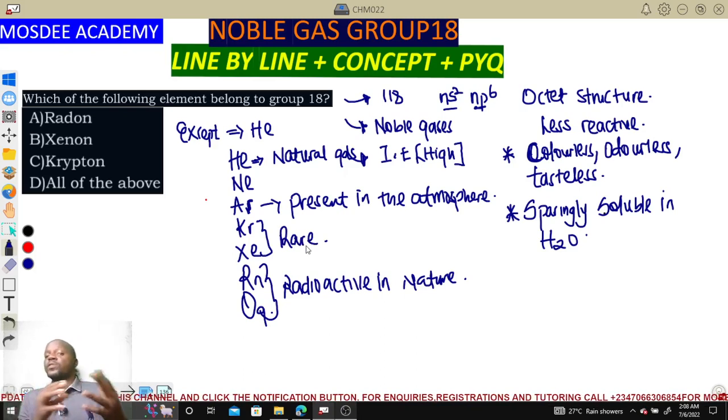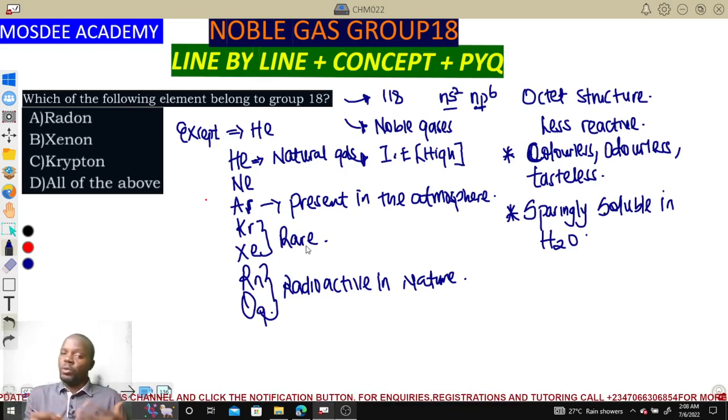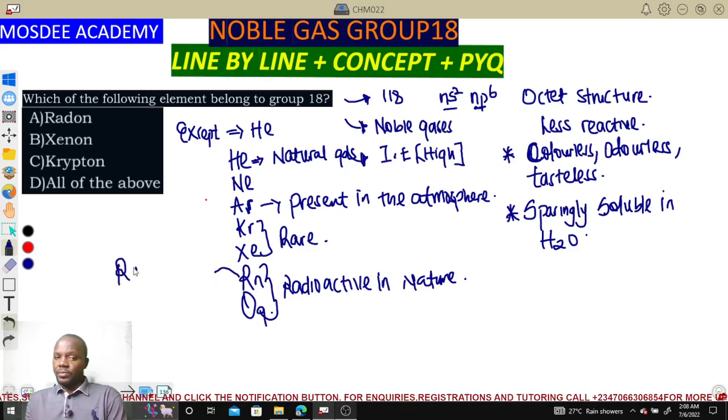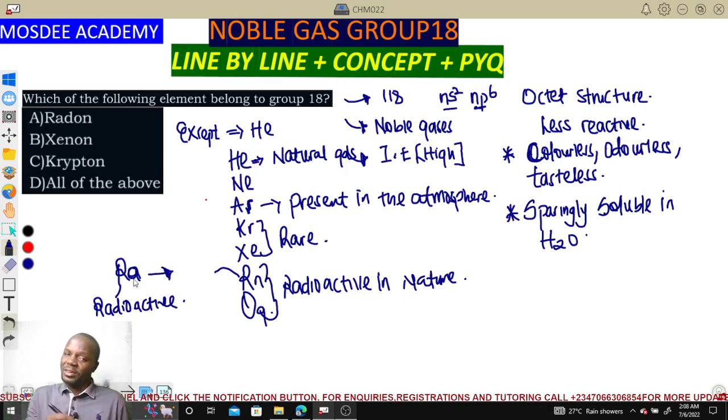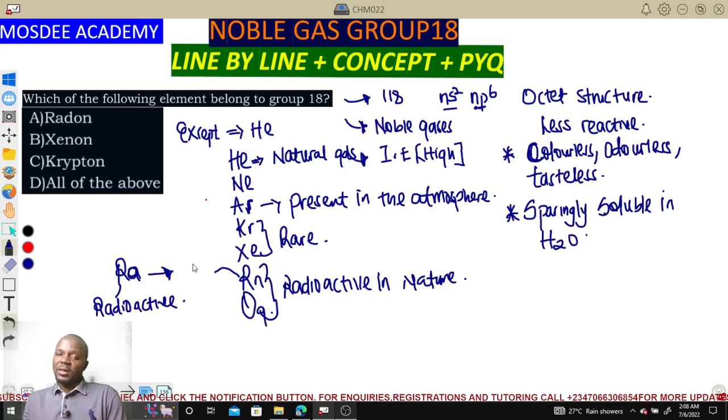When I start seeing questions on them, I'll still take you through some preparation. In fact, radon was produced from radium. Radium is also a radioactive element. It is produced by artificial transmutation, or you say by collision. When it collides, it gives radon and helium.